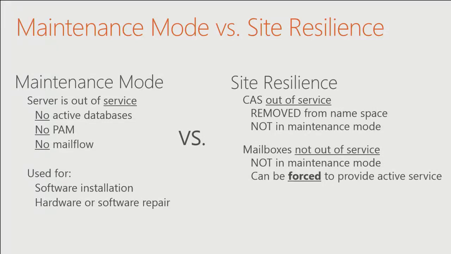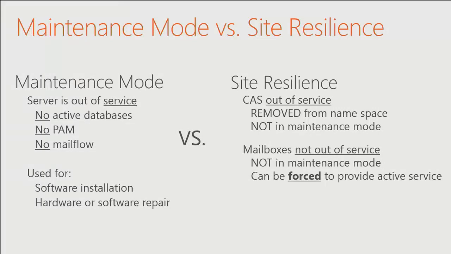Abram put up that we do 700 some odd maintenance acts on network hardware. That's done by doing rack maintenance operations, which is a site switchover for us. Maintenance mode is nothing active on that server. No databases, no PAM, no Mailflow. That's what that's about. You're installing software, you're fixing hardware, you have something bad on that server, you don't want it in service. That's what that's about.